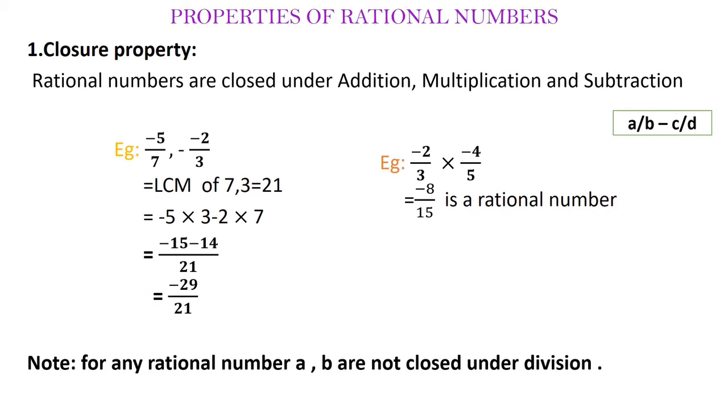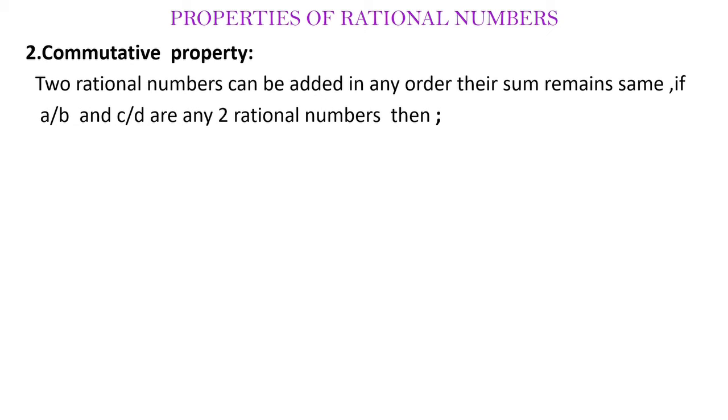Rational numbers a by b are not closed under division. They are only closed under addition, multiplication and subtraction. Next property, commutative property. Two rational numbers can be added in any order. Their sum remains the same. If a by b and c by d are any two rational numbers, then a by b plus c by d is equal to c by d plus a by b. When we add in any order, the sum remains the same.